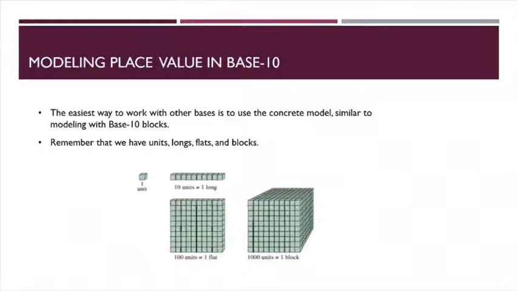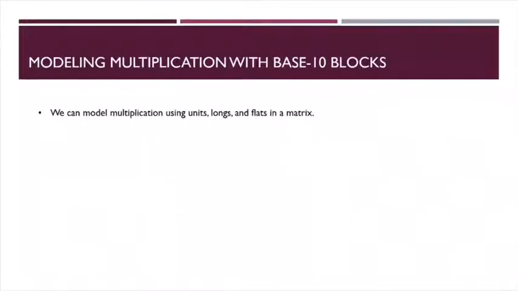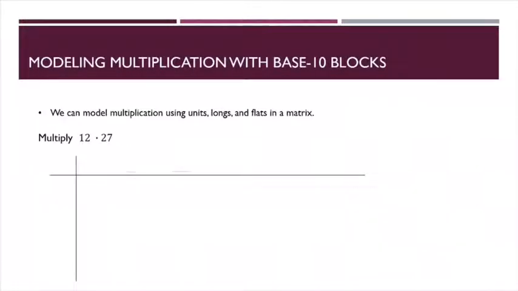But how can we model multiplication? Well, the way we're going to model multiplication is to use a matrix. For example, let's multiply 12 times 27, and we'll do this one in base 10, and then what we learn here about the matrix layout, we'll apply to other bases in just a minute. So 12 times 27. Well, first let's draw ourselves a frame, and then let's model 12.